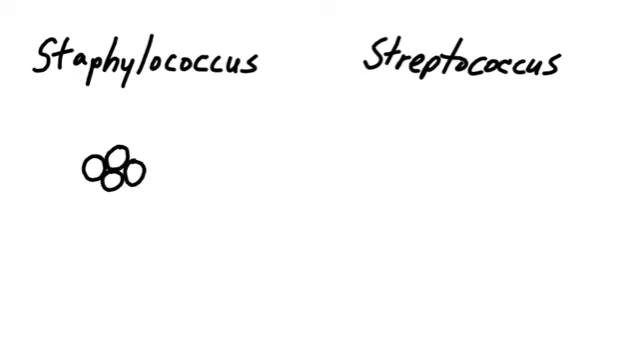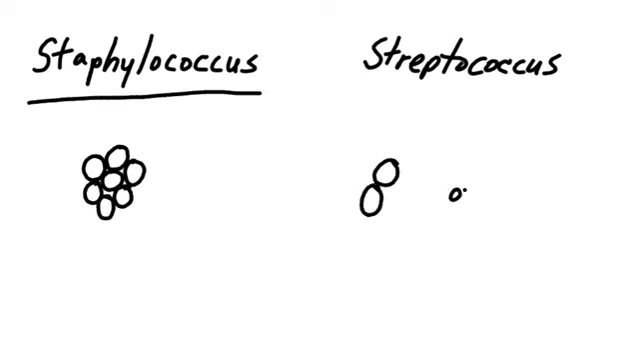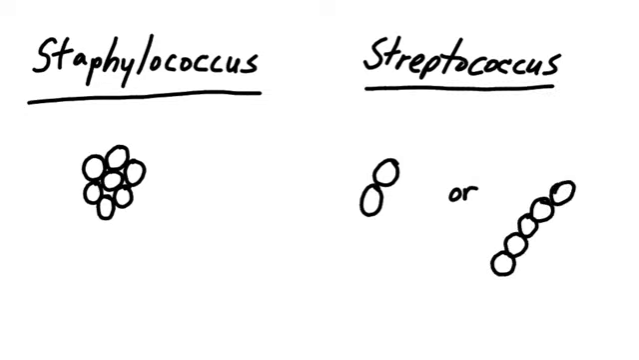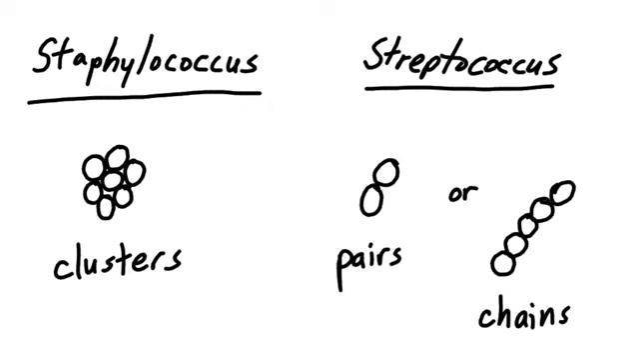So if the cocci stick together in clusters, you're usually dealing with a Staphylococcus. If the cocci are in pairs or in chains, then you're usually dealing with a strep species. This characteristic is very important, so I definitely want you to remember that clusters mean staph and pairs and chains mean strep. But bacterial appearances can be deceiving, so we can do other biochemical tests to differentiate them as well.